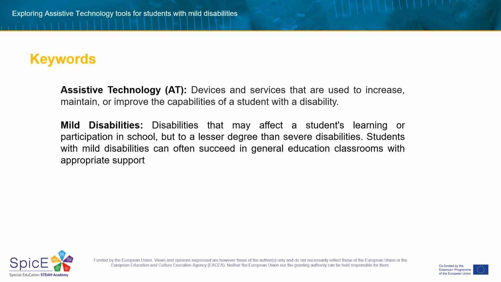In this presentation, there are two main keywords that you should familiarize yourself with. Assistive technology: devices and services that are used to increase, maintain, or improve the capabilities of a student with a disability. Mild disabilities: those are disabilities that may affect a student's learning or participation in school, but to a lesser degree than severe disabilities. Students with mild disabilities can often succeed in general education classrooms with appropriate support.